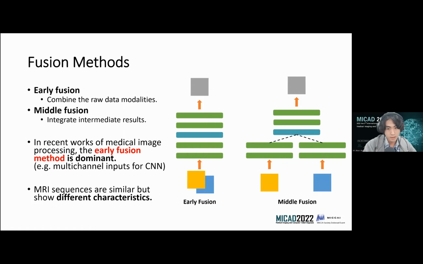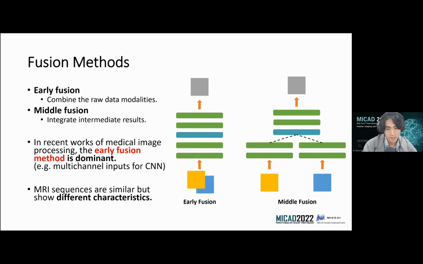We can divide the integration methods by the time of fusion. Usually, early fusion and middle fusion methods are used. Early fusion is combining the raw data of modalities, and middle fusion is the integration method of the intermediate results after some processing.